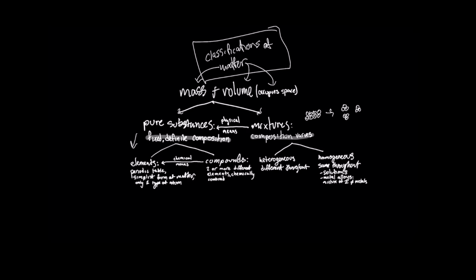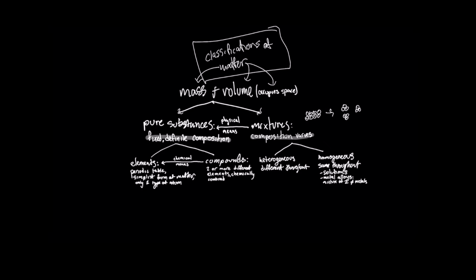Elements are fixed and of definite composition, as you will learn from the periodic table. So what else do we know? Periodic table, simplest form of matter, there is only one type of atom per element. And then the compounds, another way to break this down, this is a little bit of a flow chart here. We've got two or more different elements combined chemically. That is the definition of a compound.